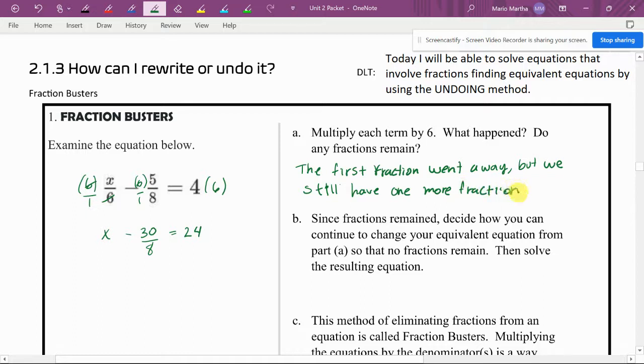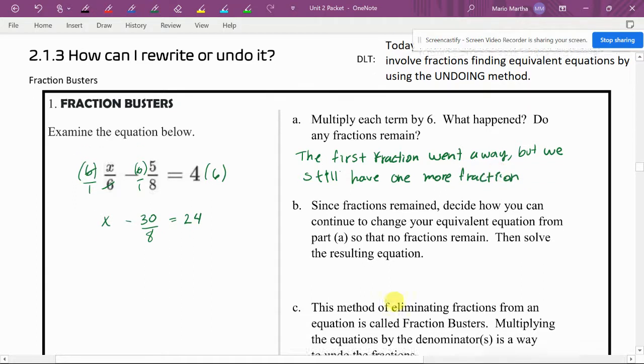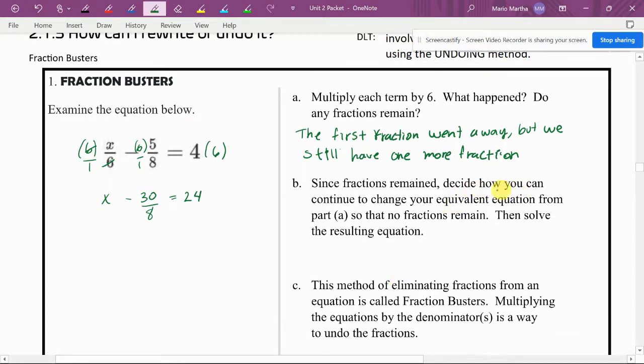And then question B says, since fractions remained, decide how you can continue to change your equivalent equation from part A so that no fractions remain. Then solve the resulting equation. One thing we can keep doing here is, if we multiplied by one denominator, which was 6, that's the reason why it went away. We can also multiply the entire equation in step 2 here by 8, so the second denominator goes away. So we're going to multiply everything by 8.